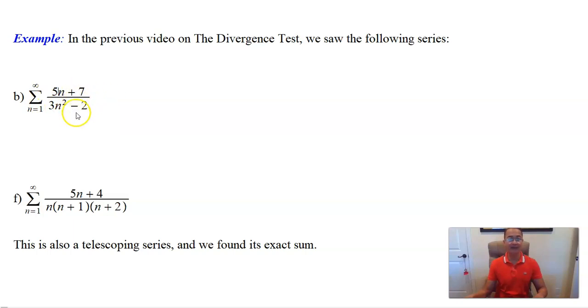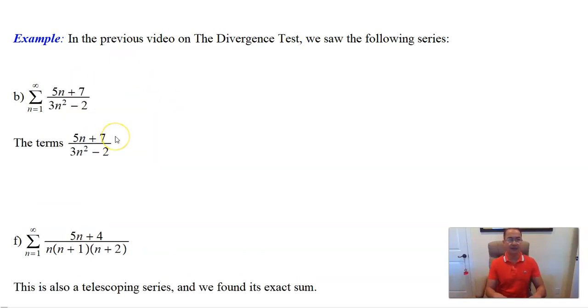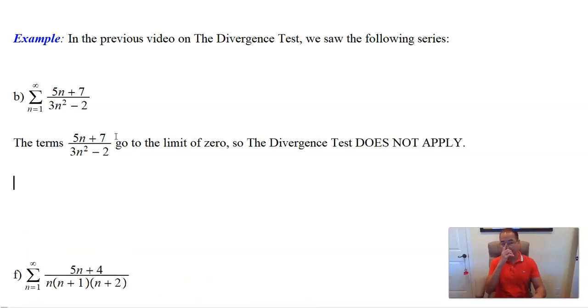Infinity over infinity, you'll get 5 over 6n. As n goes to infinity, you'll get 0. So the terms 5n plus 7 over 3n squared minus 2 go to the limit of 0. So the divergence test does not apply. That's the important takeaway from that video. We cannot form a conclusion about this series, whether it converges or diverges. The test for divergence does not apply. But now we have the limit comparison test.